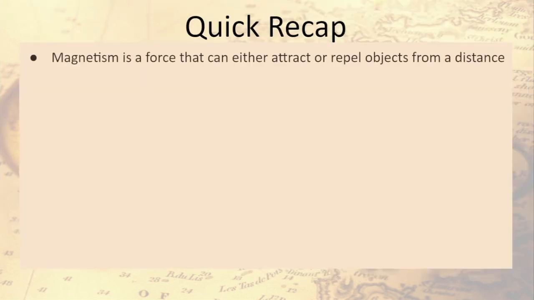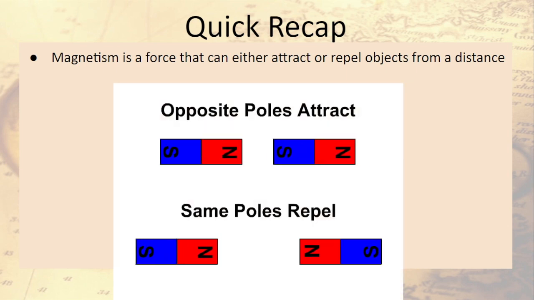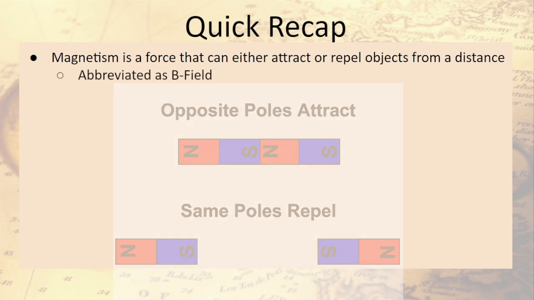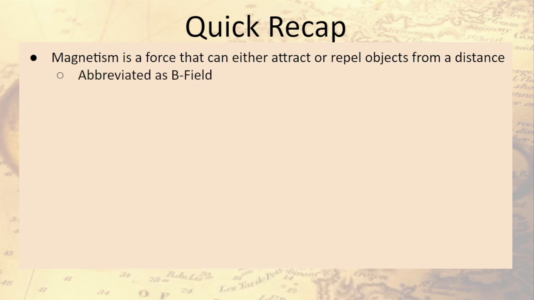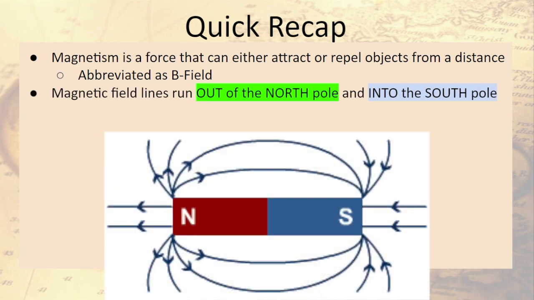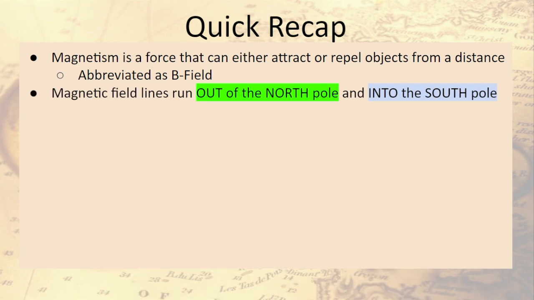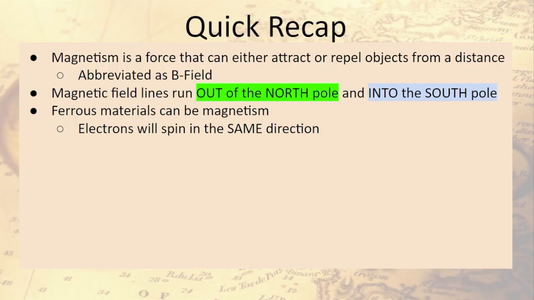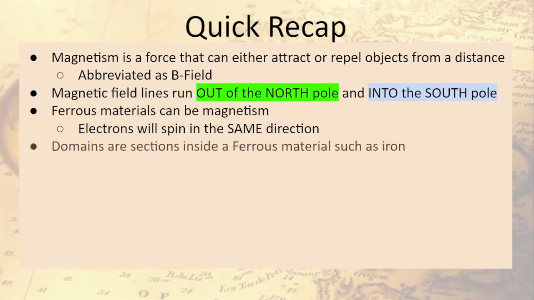Now we're just going to wrap up what we talked about. First and foremost is that magnetism is a force that can either attract or repel objects from a distance. We can abbreviate it as the B field, standing for magnetic field. Magnetic field lines are going to run out of the North Pole and into the South Pole. A ferrous material can be magnetized. And in order to do that, we need those electrons to spin in the same direction.